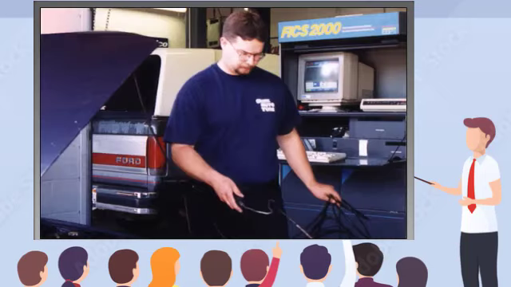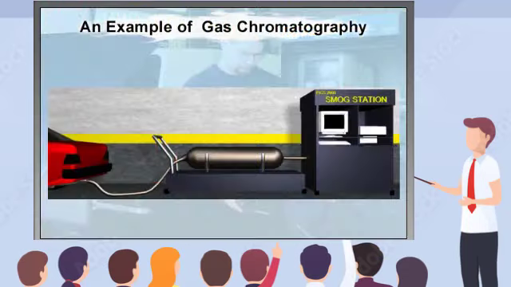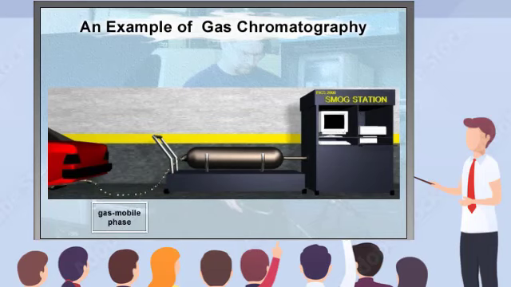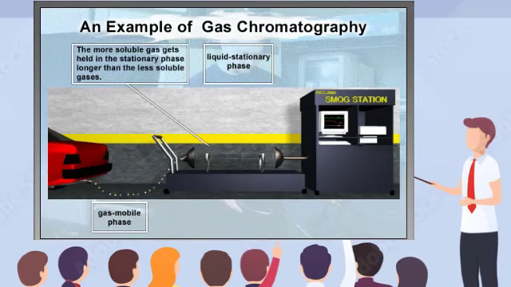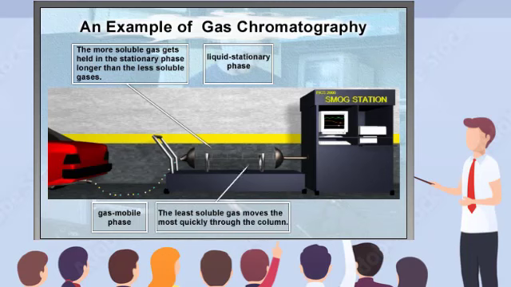Gas chromatography can be used to test for pollutants emitted from the exhaust of cars. The exhaust is injected into a column, moving along with the mobile phase. A non-evaporative liquid within the column is the stationary phase. Separation of the gases depends in part on the gas's solubility in the liquid. The more soluble a gas is in the liquid, the faster it dissolves into the stationary phase, and the more slowly it moves through the column. In contrast, the less soluble a gas is, the more quickly it moves through the column.